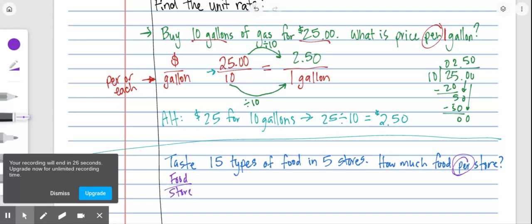Okay, so I got 15 types of food and 5 stores, or 15 divided by 5. 15 divided by 5 is going to give me 3 foods in 1 store. Okay, so 3 foods. Yay. Okay. Ask questions if you have them.